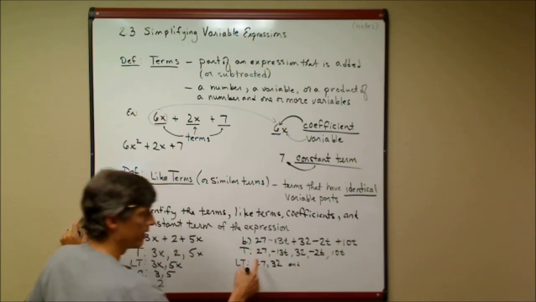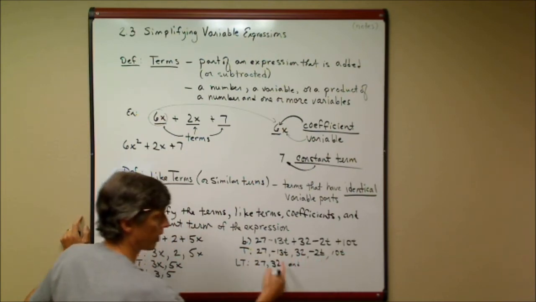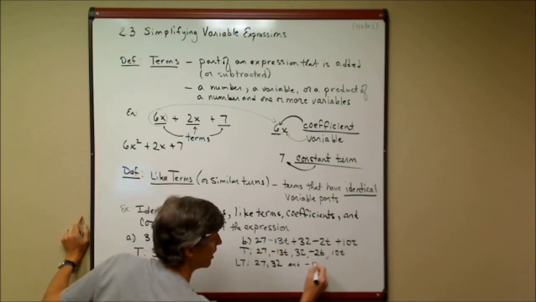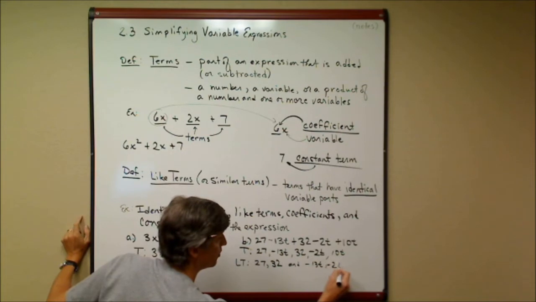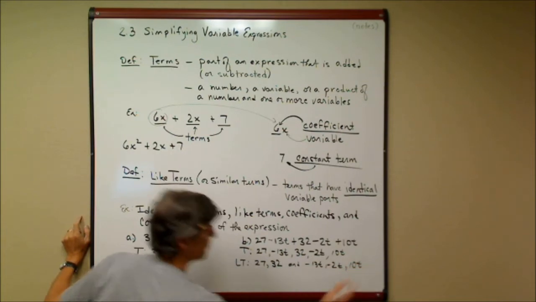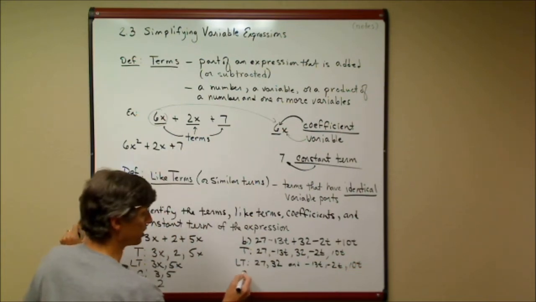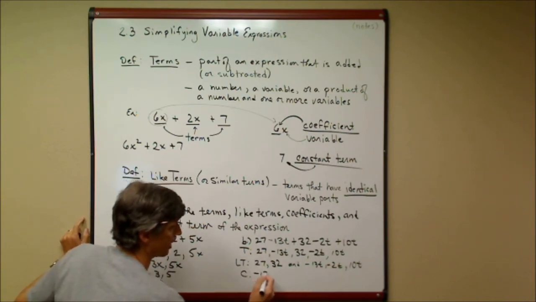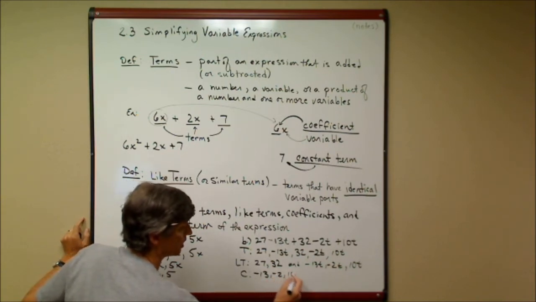And I have this term, and this term are like terms because they all have a single factor of t. So I'm going to list negative 13t, negative 2t, and 10t. My coefficients, that goes to these guys. They're the numbers that are in front. So that would be the negative 13, the negative 2, and the 10.